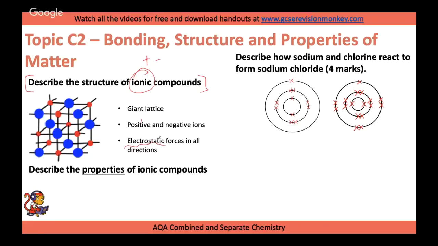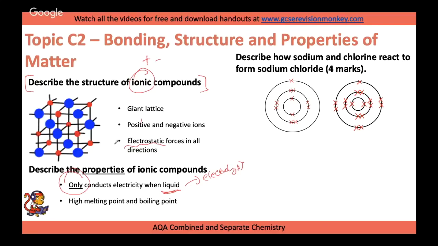The properties then of ionic compounds is they only conduct electricity when they're liquid. This has a link to electrolysis. If you remember, we said that only when the ions are free to flow can it conduct electricity. They have high melting points and high boiling points.